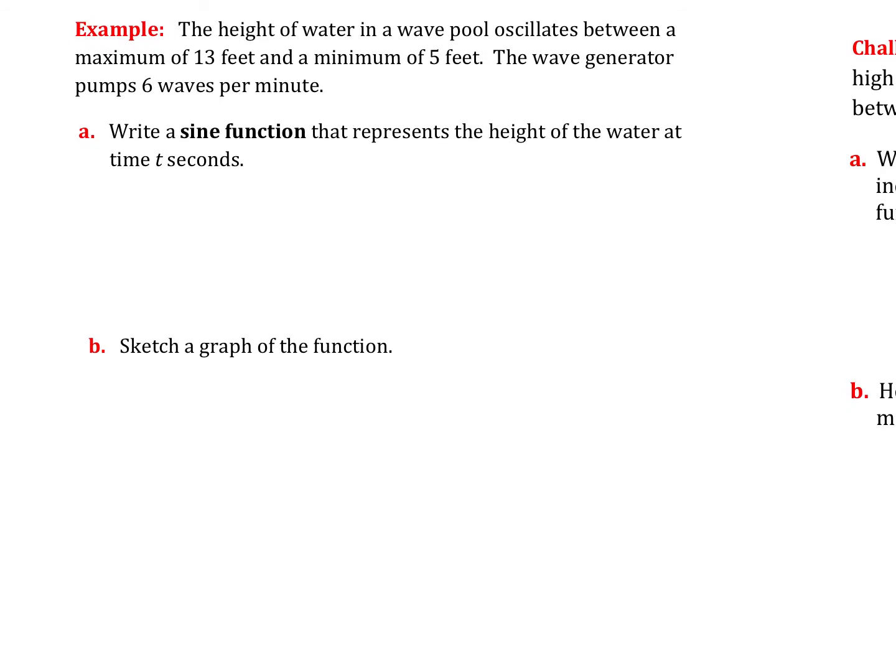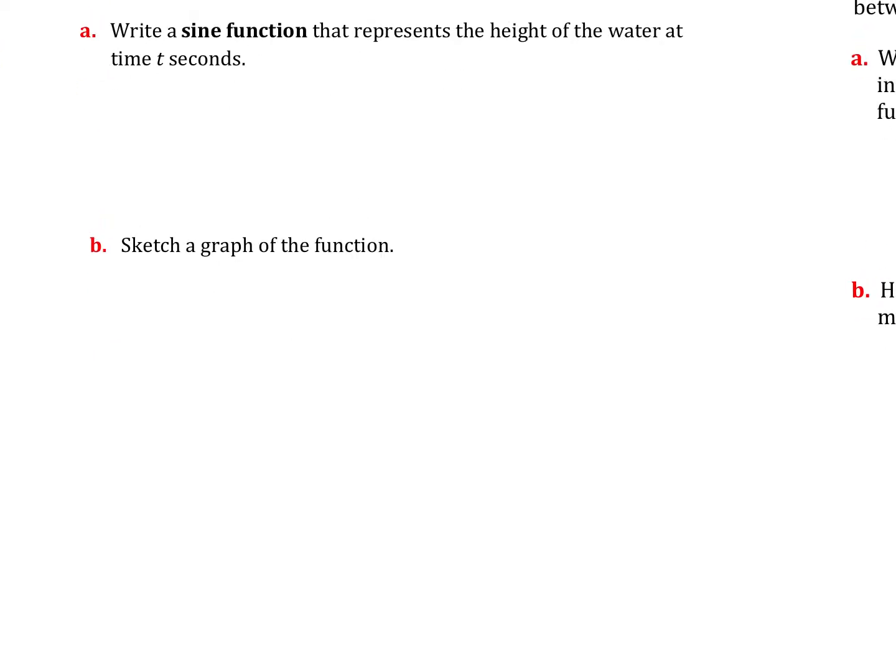So let's get a graph. We've got 13 and 5 feet as our min and our max. So the maximum is 13, minimum is 5, which means the x-axis would be somewhere down here.